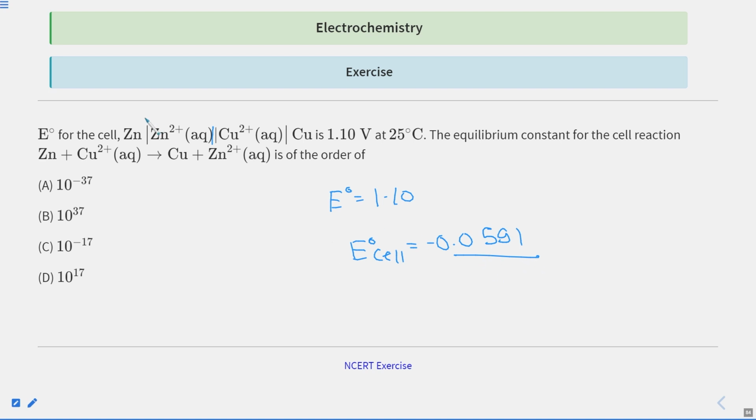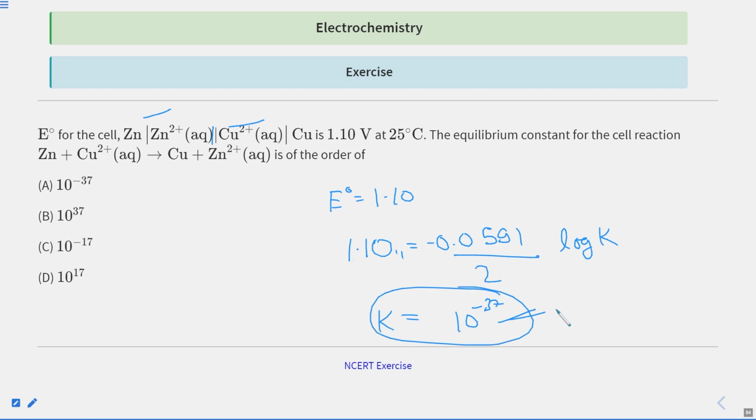So if you write the equation, you will get n equals 2. I'm skipping this part, just write by yourself. Log K, isn't it? So this value is given as 1.10. Just solve this. It will be 10 to the power. So this negative sign will go on this side. So that would be approximately 10 to the power minus 37.